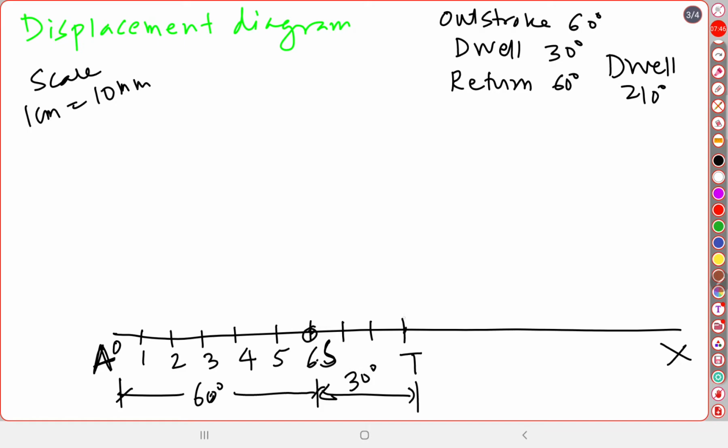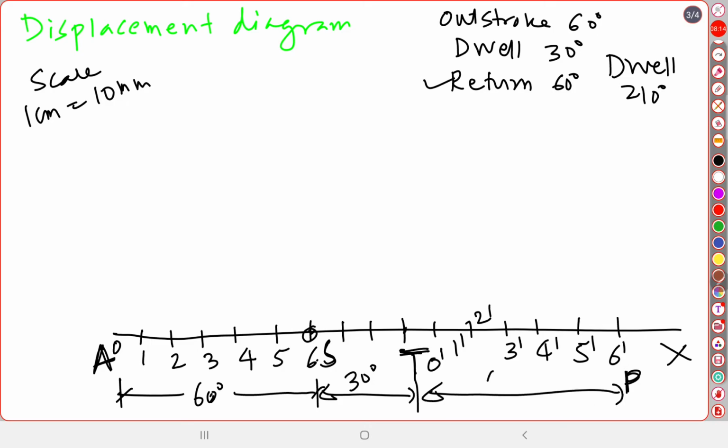After that, from this point again we have to give the return stroke. So we have to divide this onwards into 6 equal parts in the same way. So this T is nothing but 0 dash, 1 dash, 2 dash, 3 dash, 4 dash and 5 dash, and the last one is 6 dash. So this is the last point, which is called P. So T to P is the distance which is called a 60 degree return stroke.